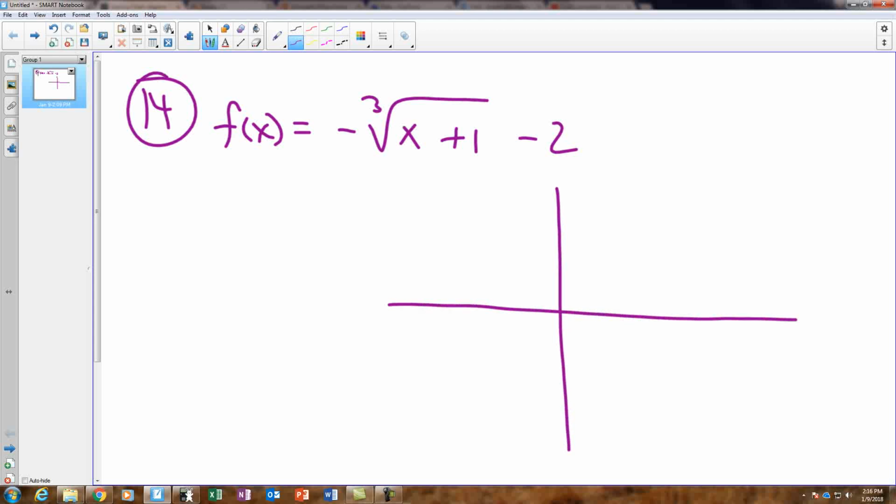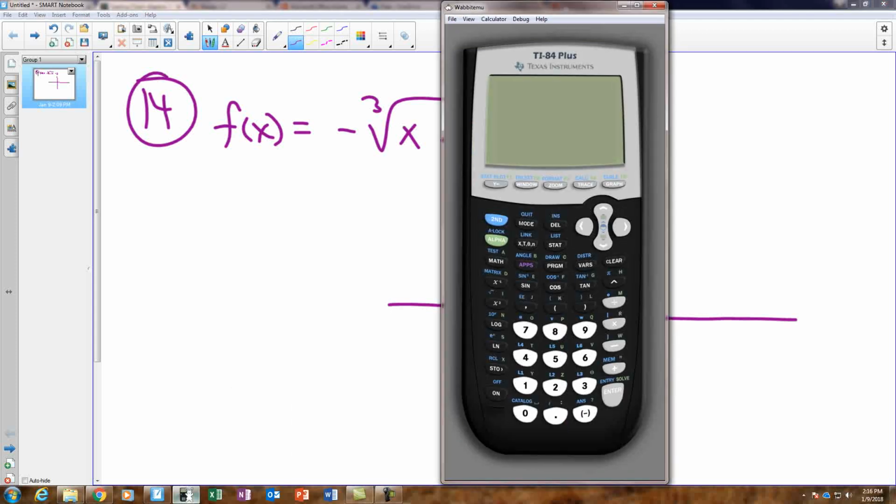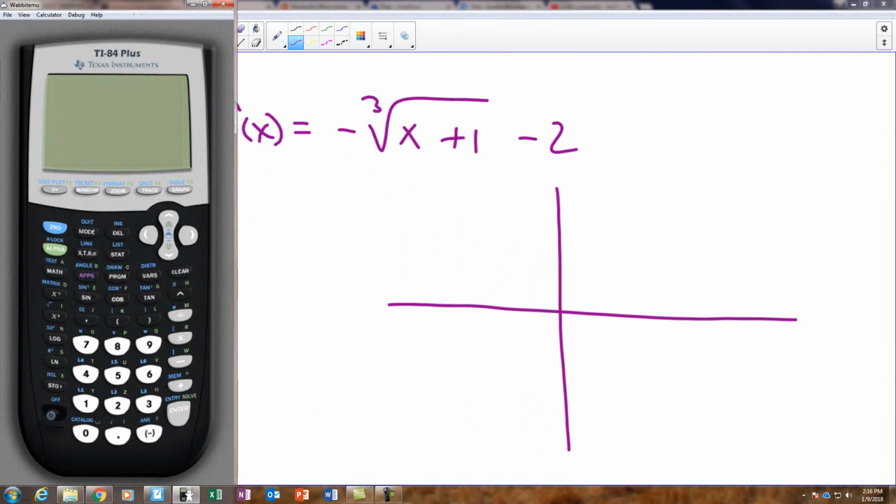So the first thing I'm going to do is just go to the calculator. There's no sense trying to force myself to do everything by hand. I already do a lot of the math on this test by hand. I might as well do some of it in the calculator. So I'm going to go to the calculator. I'm going to go to y equals.